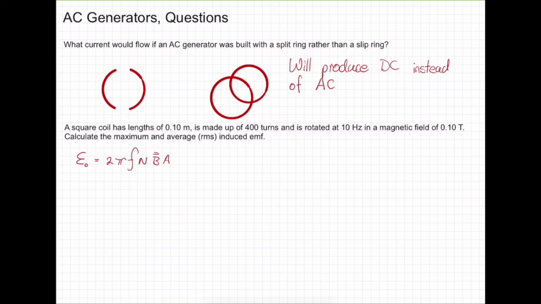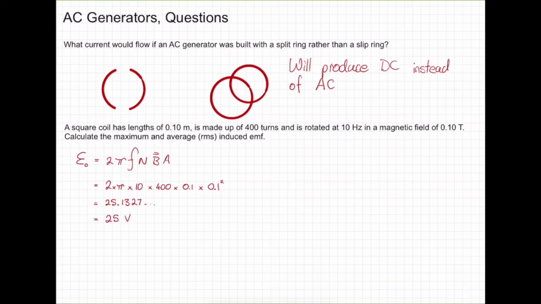To which we can actually just plug in some numbers. So we get 2 pi, the frequency, the 10 Hz, times the number of coils, 400, times the magnetic field, which is 0.1, times the area, which for a square is the sides times each other, so it's going to be 0.1 squared, which comes out to be equal to 25.1327, etc., or to two significant figures, 25 volts.